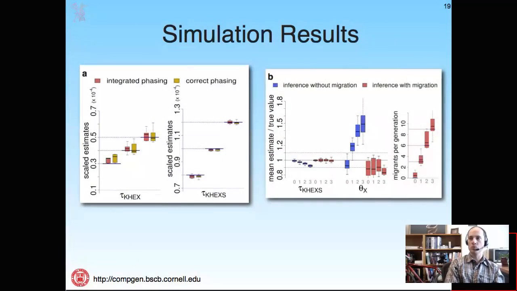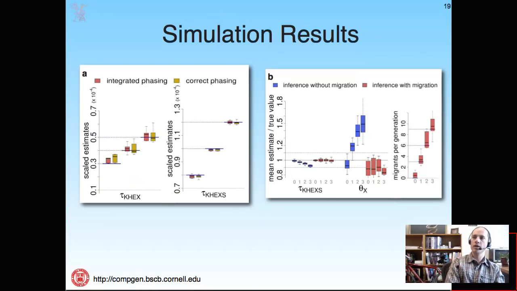And the bottom line from these results was that, as I'm showing on the left here, I'm showing both the correct, the true values and the estimated values for our two divergence times of interest. The first one, tau KHEX, represents the African Eurasian divergence time. The second one, tau KHEXS, represents the SON divergence time. I'm showing 3 possible true values indicated by dotted lines, and then a box plot indicating the range of inferred values over a set of different experiments. And you can see that we're able, with reasonable accuracy, to recover the correct values of these parameters.